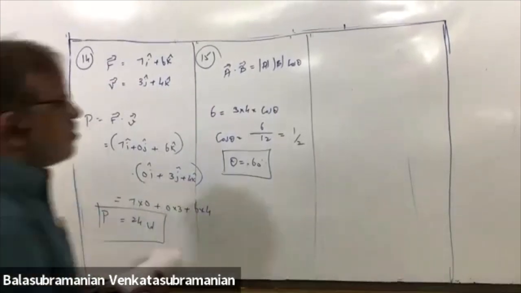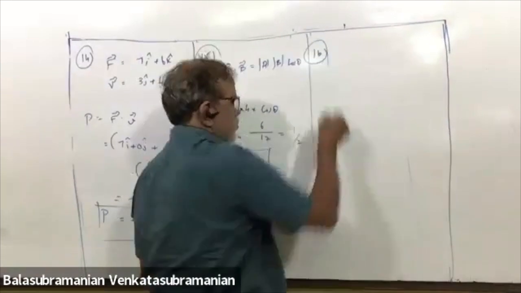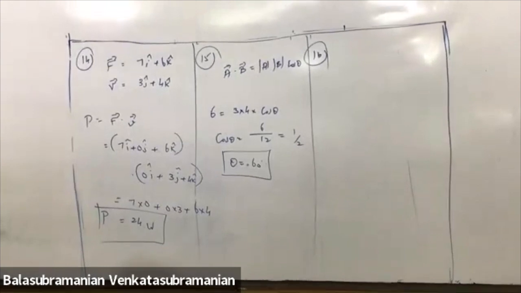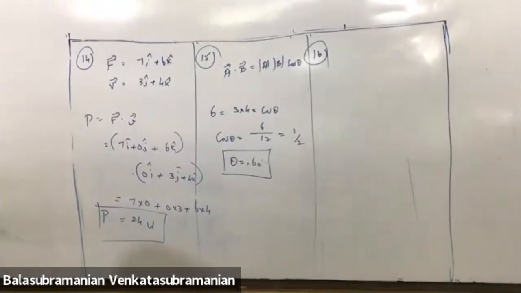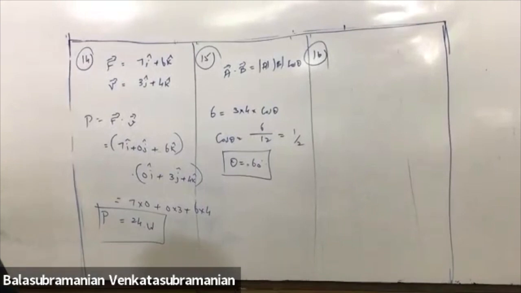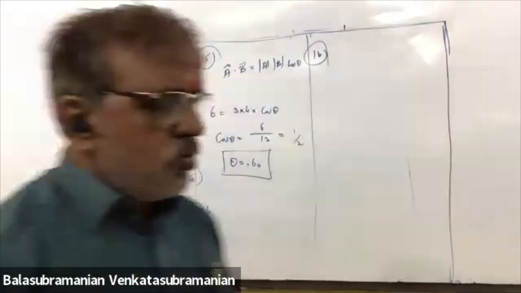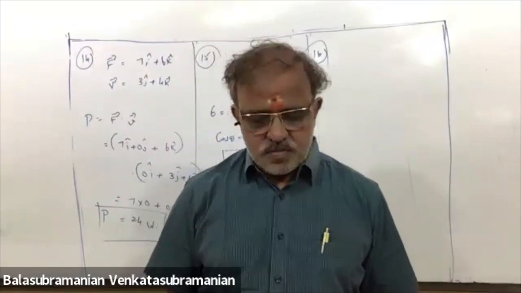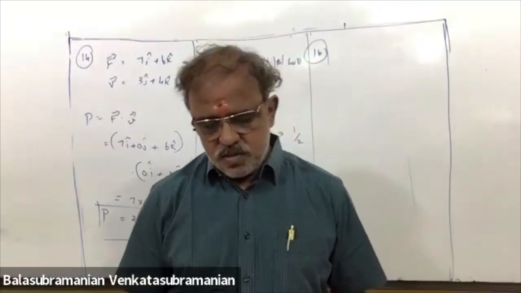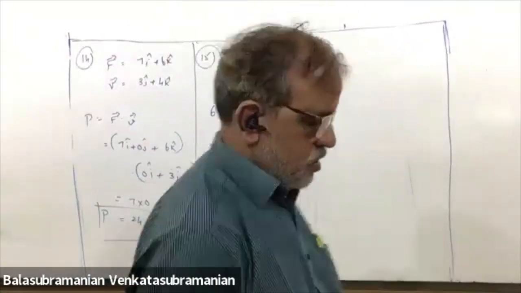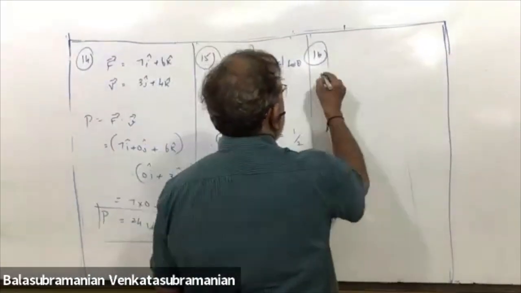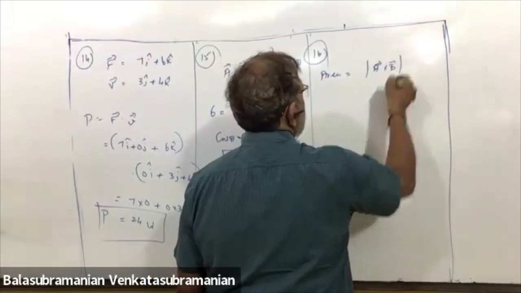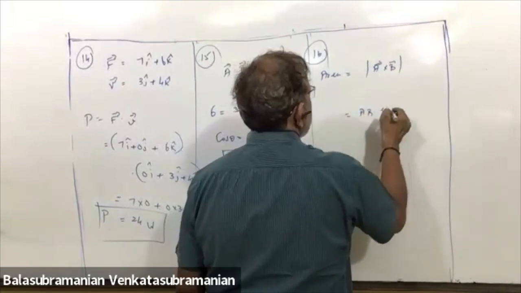16th problem. If A and B denote the sides of a parallelogram and the area is AB by 2, find the angle between A and B. Area of a parallelogram is the modulus of A cross B, that is AB sin theta.